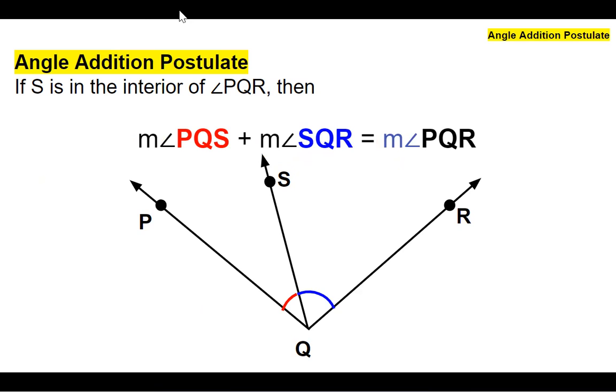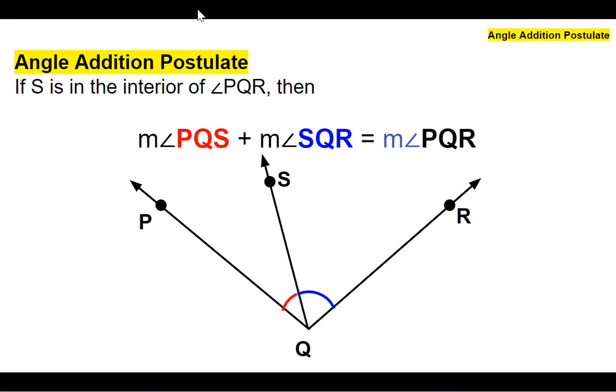Now, in this case, PQS is right here, P, Q, and S. SQR is right here, S, Q, and R. Whenever we add those two angles together, it's going to give you the measurement of the entire angle, which is from P to Q to R. So we have a series of angles that add together. In total, it's going to equal the larger angle. Okay. All right. Let's go ahead and clear.